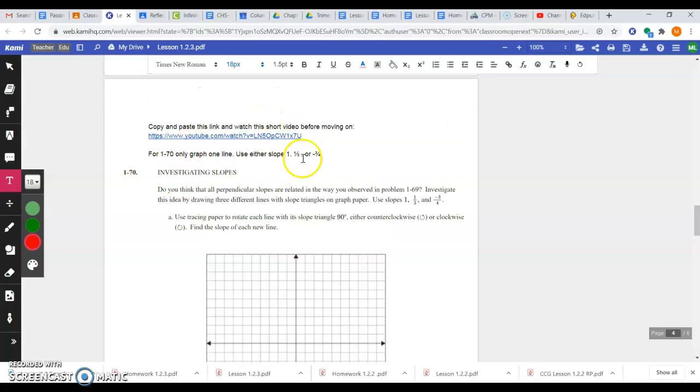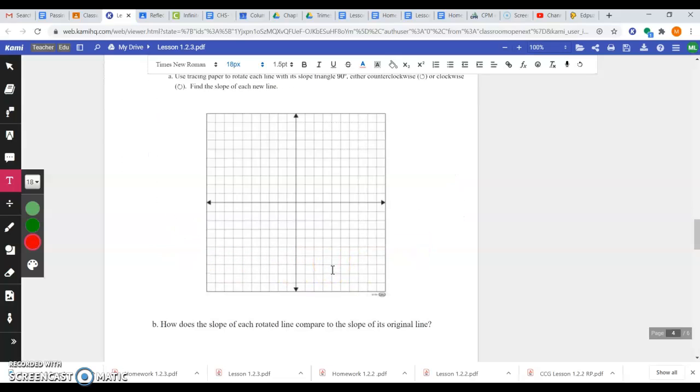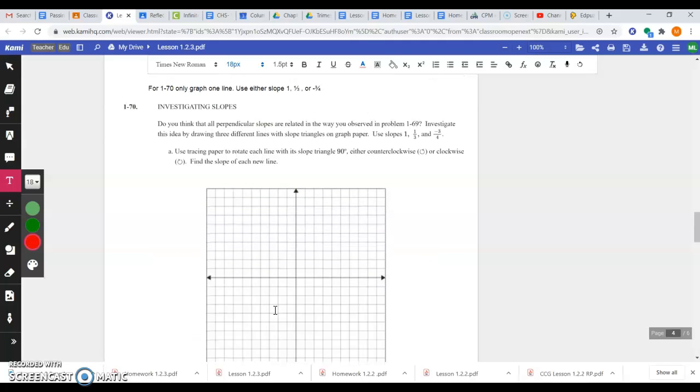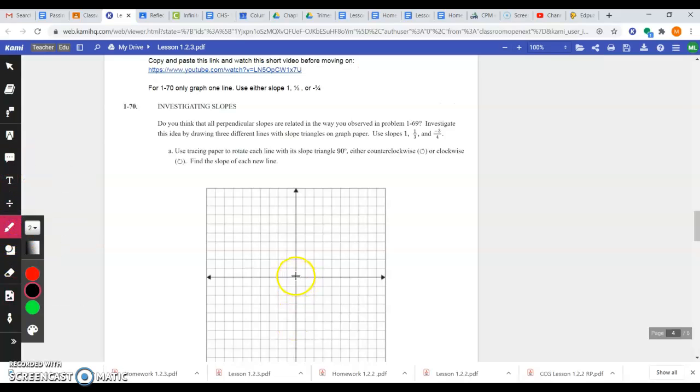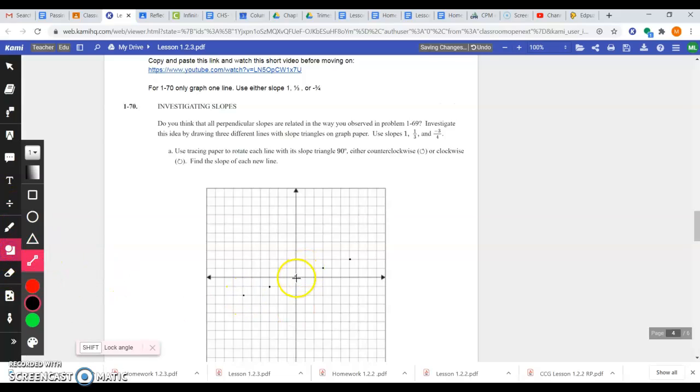I put on here that I only want you to graph one line, and I want you to practice this rotating idea. We already kind of did this in the first problem, but I just wanted it as another practice problem. I'm going to choose the slope of 1/3. We start at the origin, and 1/3 means up 1 over 3, up 1 over 3, or we could go down 1 to the left 3, down 1 to the left 3 to keep our line going. And we can create our line.